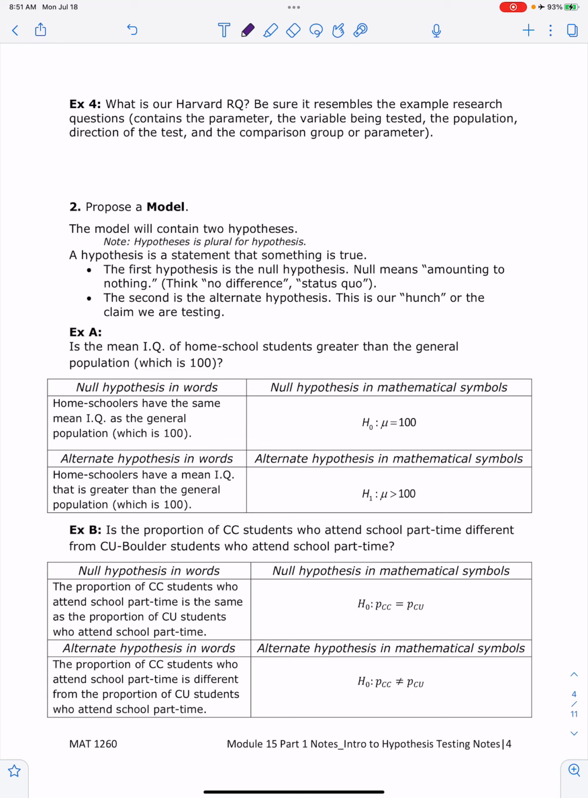Here are the Mod 15 Part 1 notes. This is page 4. So example 4, what is our Harvard research question?